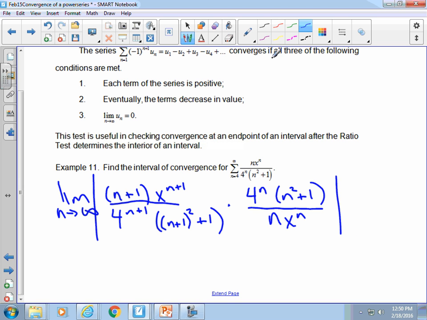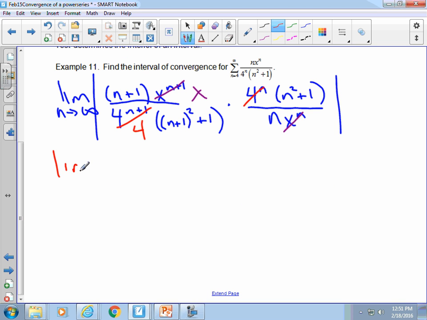What can I cancel? You can cancel the x. Okay, x to the n and x to the n plus 1, and what would be left? Just x on the top. Any questions so far? The 4 to the n plus 1 and the 4 to the n cancel just to leave a 4 on the bottom.